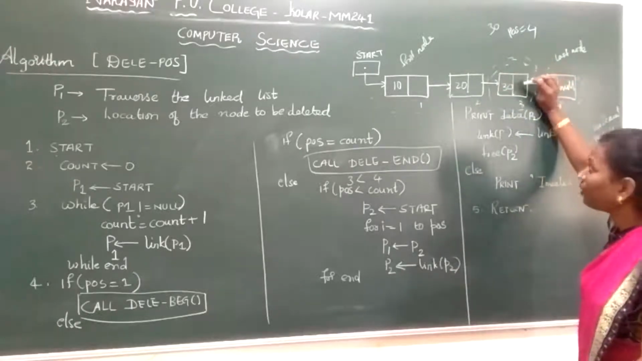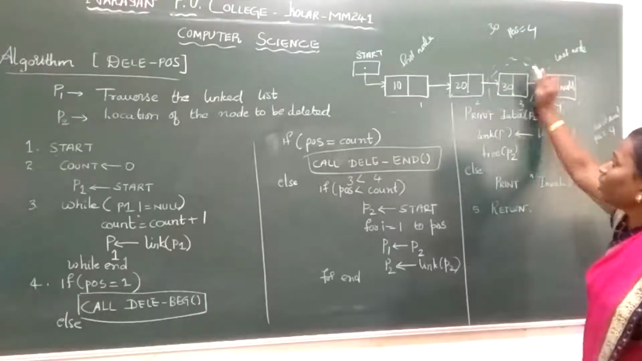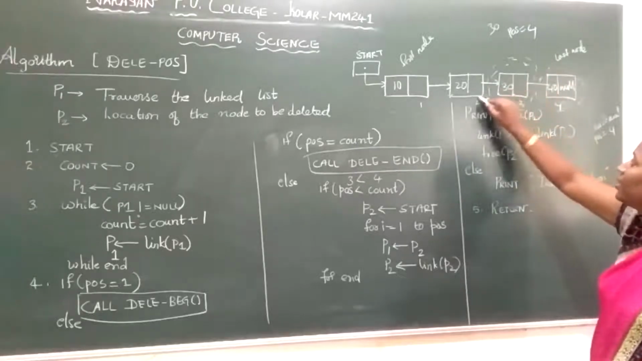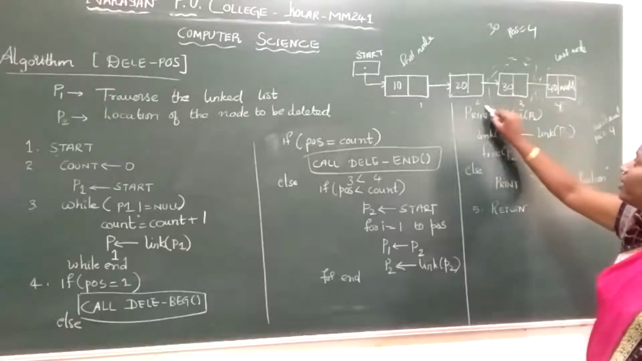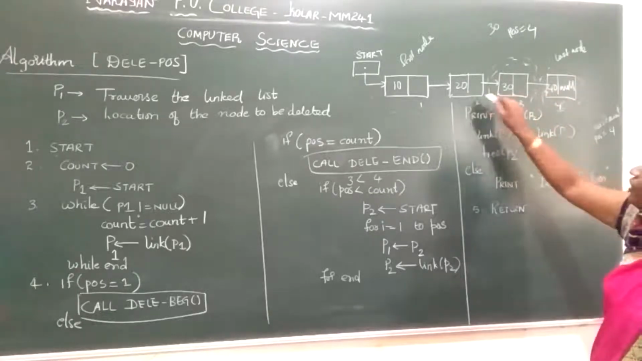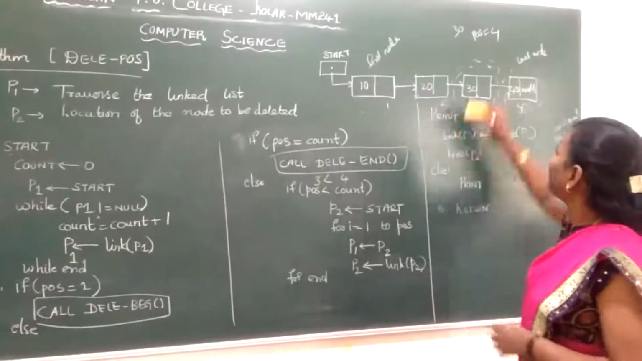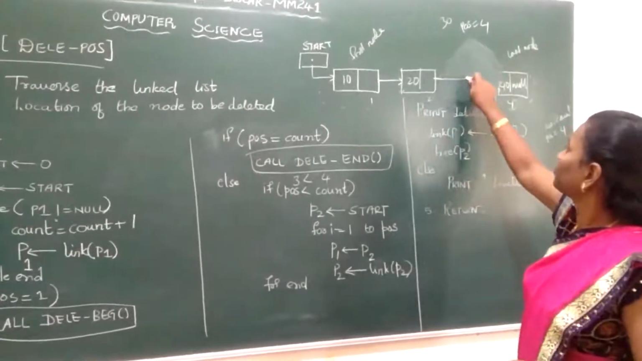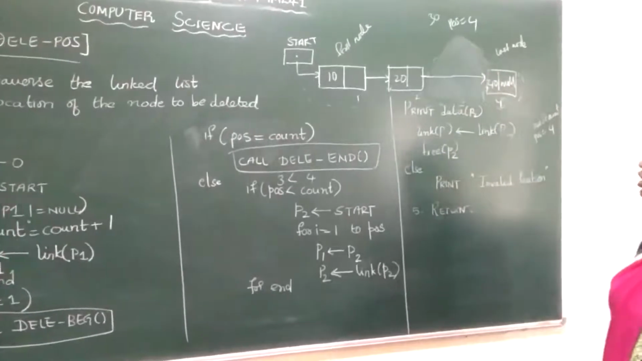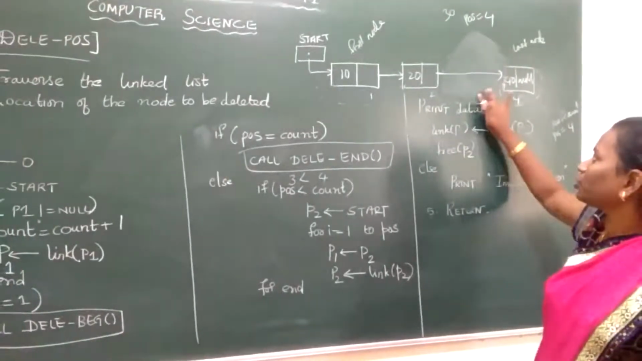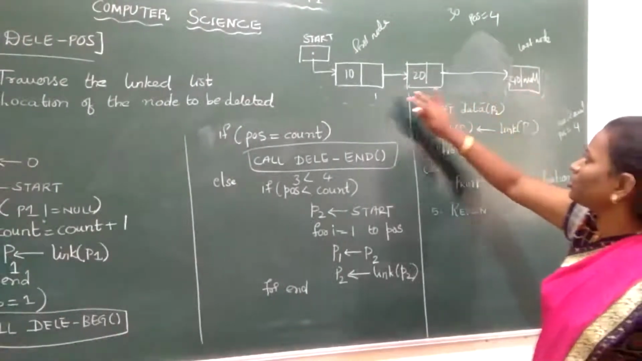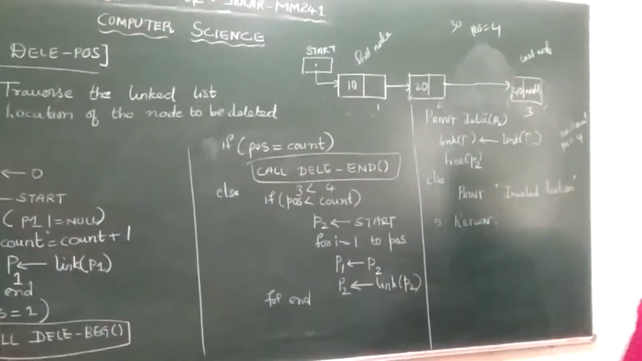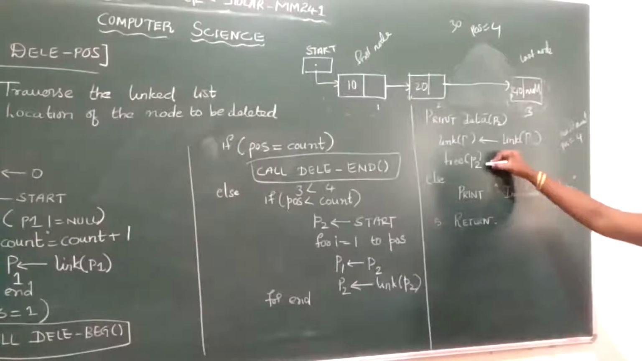I delete this element for T, and now 20. If I delete this, it will be pointing here. 20 will be pointing here. So I will delete this. Okay, now I deleted the element at the given position. Now 3 we deleted. Now position size is 1, 2, 3. We removed the link at the given position. Hence we are freeing the P2.